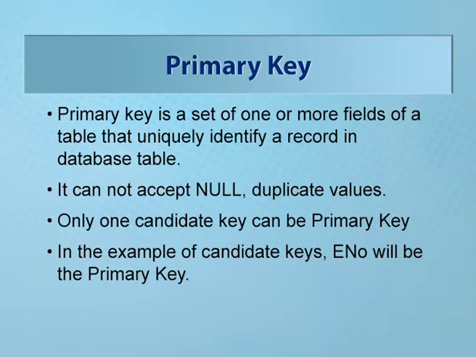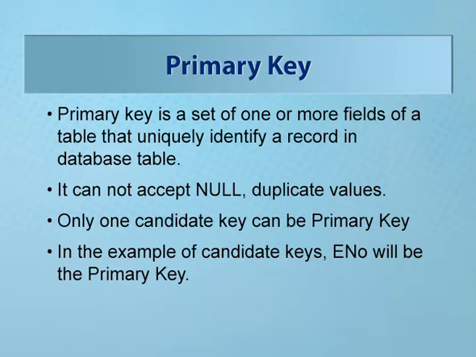Then comes the primary key. A primary key is a set of one or more fields of a table that uniquely identify a record in a database table. It cannot accept null or duplicate values. So, this is where the variation lies between a candidate key and the primary key. It cannot accept a null value in the field, and it cannot accept duplicate values. If there is a field which does not accept null or duplicate values, that key can be identified as the primary key for that table.